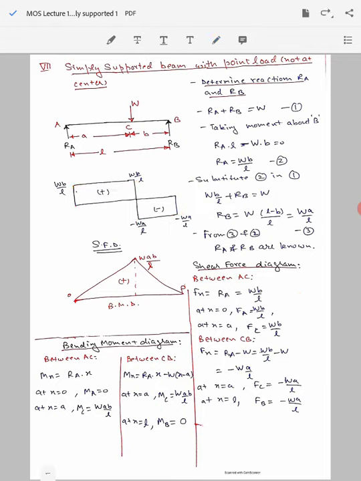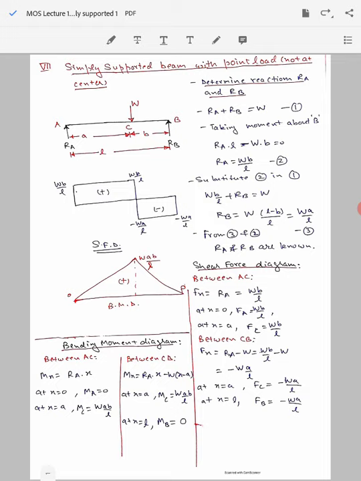Now let's calculate the bending moment diagram for this beam, and for calculating the bending moment we need to multiply the force value with the distance value. So if I assume the beam to be cut between A and C somewhere here at a distance x from point A, my moment will be, simply because there is only one force RA acting here, RA into x, the moment acting between A and C. Now at x equal to 0 this moment will be 0, and at x equal to a this moment is going to be RA into small a, so RA is WB by L, so it becomes W into AB by L.